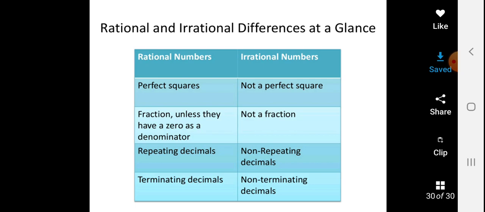So I hope you are clear with the difference between rational numbers and irrational numbers. This is all about the chapter. In this we will study more about rational numbers and irrational numbers and how you can represent them on the number line, as well as the simplification of both.